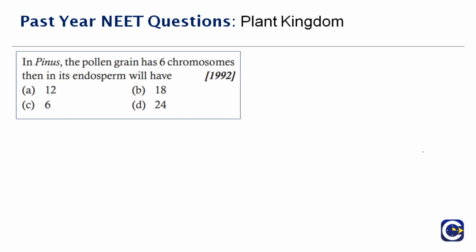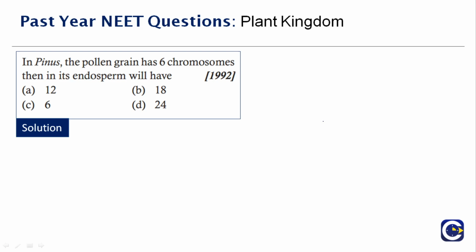In Pinus, the pollen grain has 6 chromosomes, so what would be the count in the endosperm now? A very easy question again. See, in Pinus, the pollen grain has 6 chromosomes. Then what would be the number of chromosomes present in the endosperm? Now, pollen grains are said to be haploid in nature. I think we all know that. Therefore, if the system is haploid, then it will have 6 chromosomes.